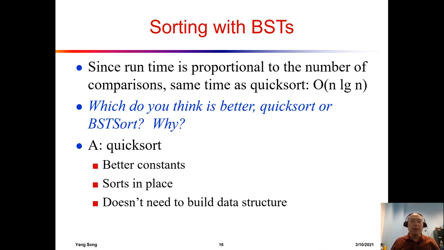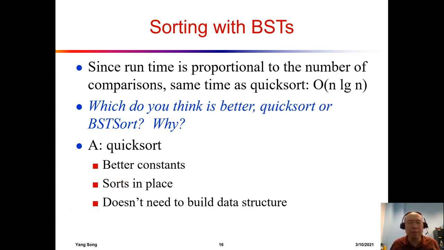Number one, even though they are both n log n algorithms, and remember there is a hidden constant, which is the base number of the log, a log 10 n versus a log 2 n are still different, right? And as we discussed before, quicksort is the algorithm with the best constant number, so quicksort is still better. But other than that, quicksort is a sorting in place algorithm.